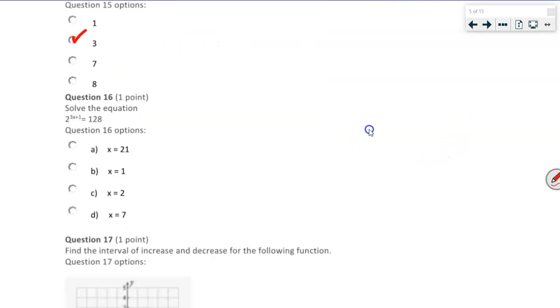Number 16 says solve the equation 2 to the 3x plus 1 power equals 128. So when we do this one, 2 to the 3x plus 1 power equals 128. What I want to do is get the same base over here, so I want to have 2. So 2 times 2 is 4, times 2 is 8, times 2 is 16, times 2 is 32, times 2 is 64, times 2 is 128. So that's 2 to the 7th, and then this is 2 to the 3x plus 1.